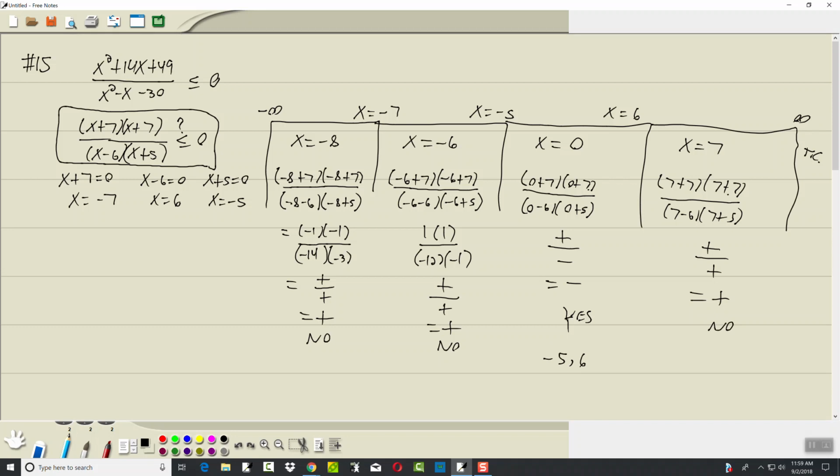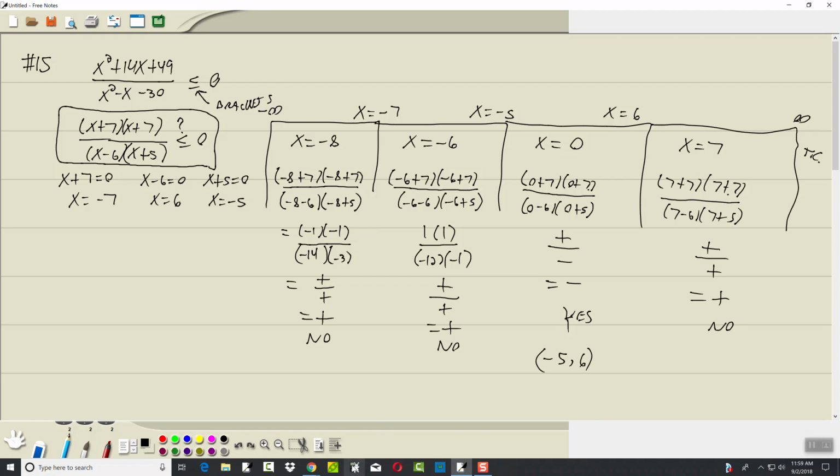Now normally, since this is a less than or equal to, there's a line underneath, the equal part. That means put brackets. But any answer that comes from our denominator always has to have parentheses on it. So our answer would be negative 5 to 6.